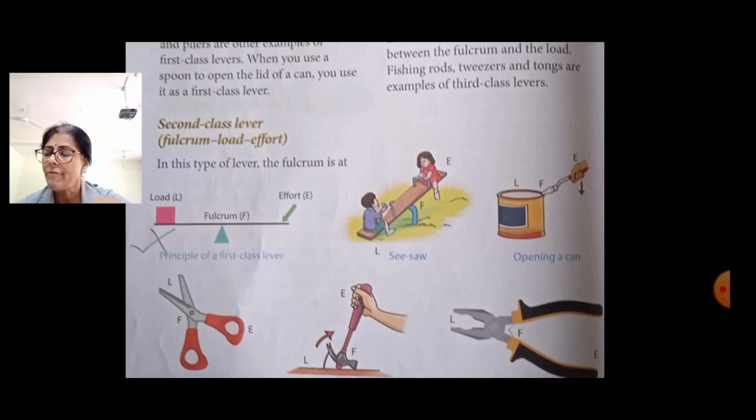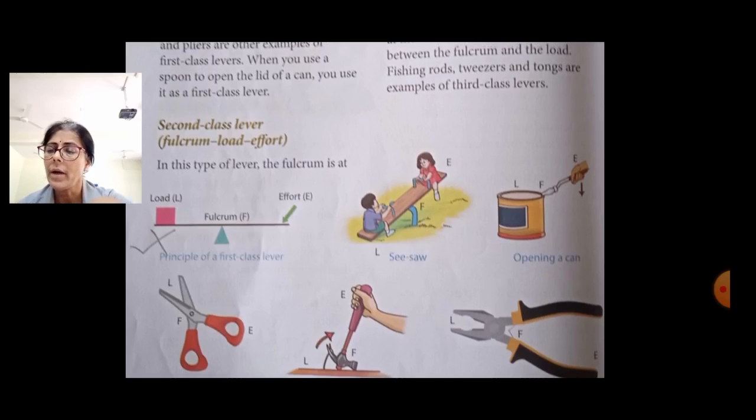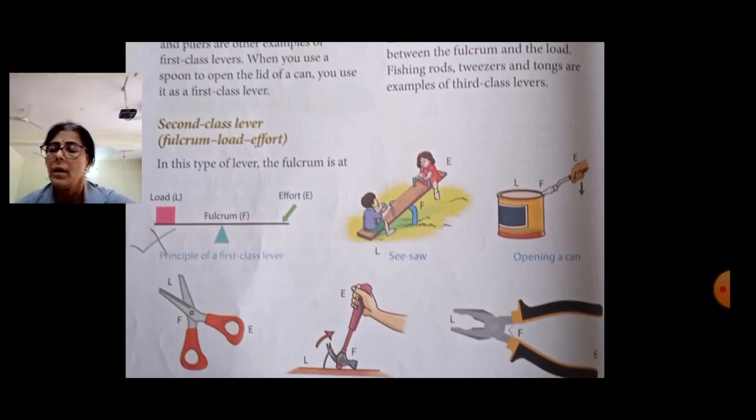In this type of lever, the fulcrum is at one end of the rod and the effort is applied to the other end. The load lies in the middle, between the fulcrum and the effort, right? Wheelbarrow, bottle opener and nutcrackers are examples of a second class lever.